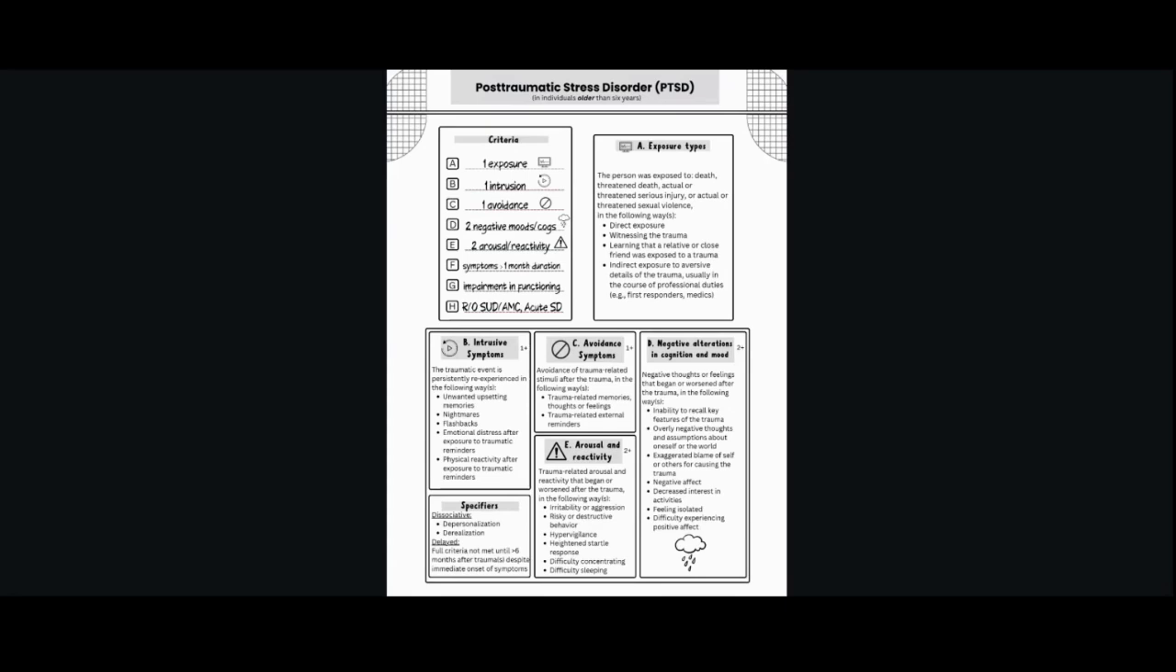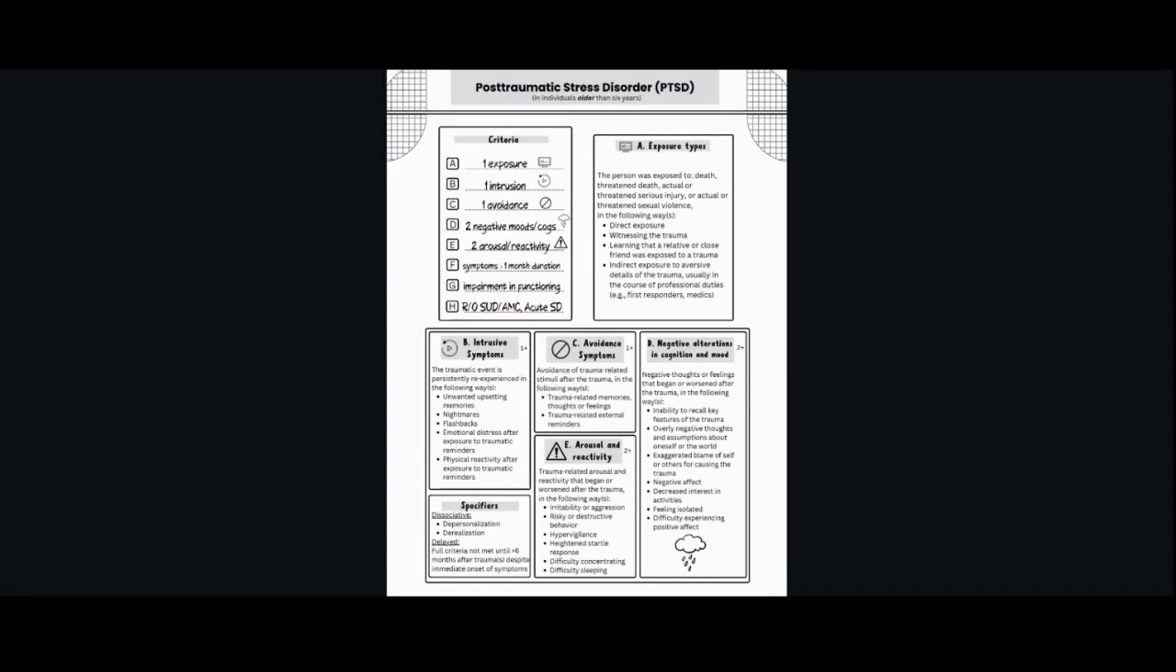So that's where we see a difference between having gone through trauma and stressors versus having symptoms that really meet criteria for the disorder. I hope that makes sense. If you have any questions about that, please ask me in class and we can talk about this. But in order to meet criteria for PTSD, there has to be one type of exposure. We have to see at least one type of intrusive symptoms, one type of avoidance symptoms, two types of negative alterations in cognitions and mood, and two types of arousal and reactivity.